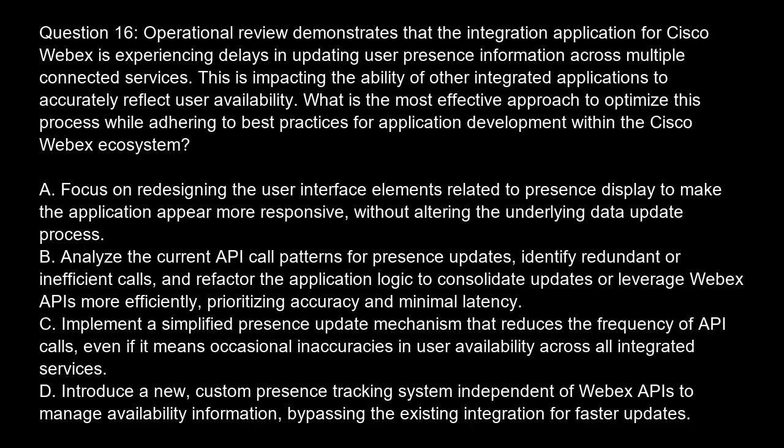Option C. Implement a simplified presence update mechanism that reduces the frequency of API calls, even if it means occasional inaccuracies in user availability across all integrated services. Option D. Introduce a new, custom presence tracking system independent of Webex APIs to manage availability information, bypassing the existing integration for faster updates.